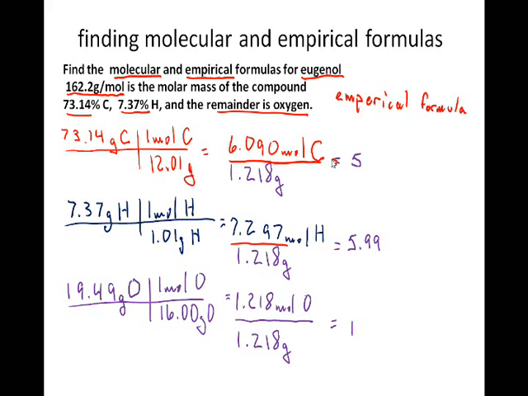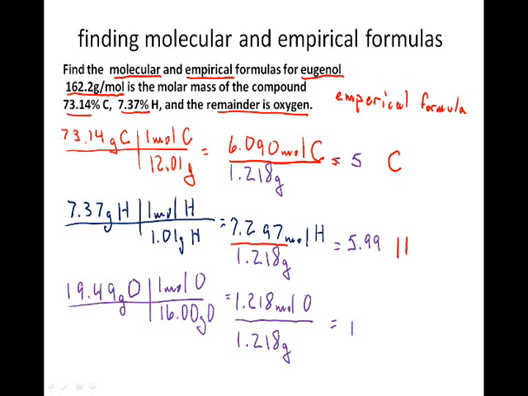So what are we going to get here? Well, we get 5 and 6 and 1. Now, remember what this is telling us. This is telling us that in the formula of this compound, there are 5 carbons, 6 hydrogens, and 1 oxygen. So that gives us the formula in the lowest whole number ratio. C5H6O is the empirical formula.